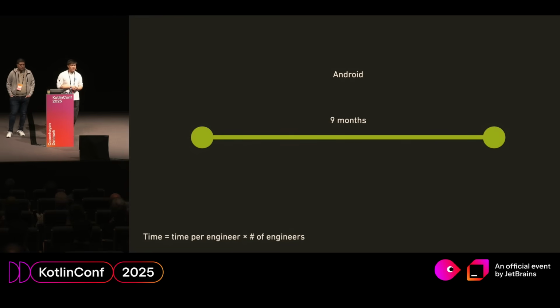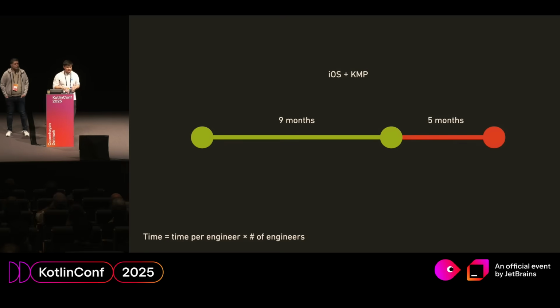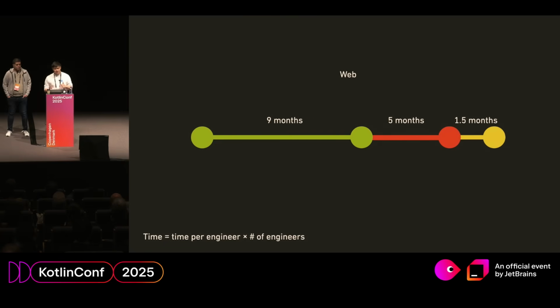Overall, for our timeline, the initial native implementation of Adventures took 9 months on Android. We spent 5 months really figuring out how to put this into KMP and building that iOS layer on top of it. And then finally, with the KMP library built out, it was just 1.5 more months to get the web port working. And to clarify, these are engineering months, so a sum of all engineering time.